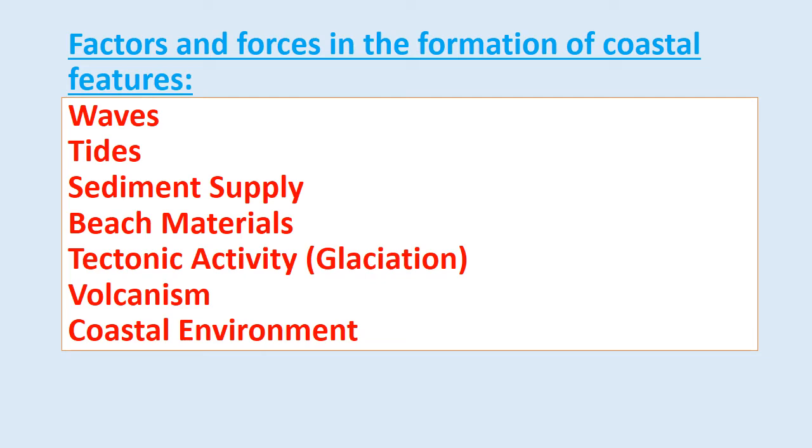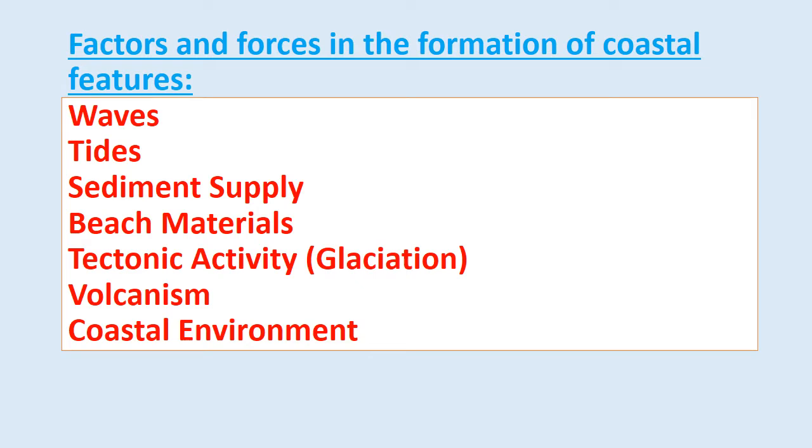And sediment supply: basically, rivers supply the sediment. Those are deposited on the coast by large riverine systems like the Ganga, Brahmaputra, and so on. Basically, those sediments are deposited in the deltaic zone. So the supply of materials plays a vital role in the formation of depositional landforms. Then there is the characteristic of the material of the beach or coastal landform.